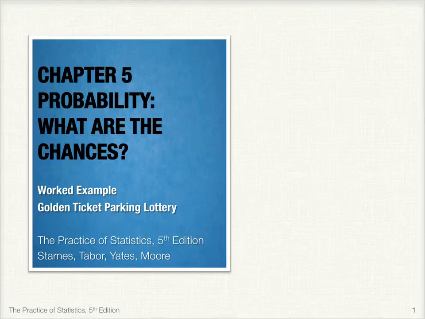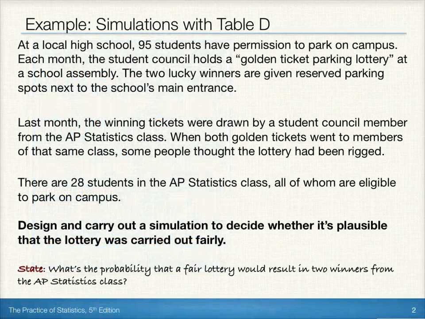In this example, we'll take a look at how we can use Table D to perform a simulation. At a local high school, 95 students have permission to park on campus. Each month, the student council holds a golden ticket parking lottery at the school assembly. The two lucky winners are given reserved parking spots next to the school's main entrance.